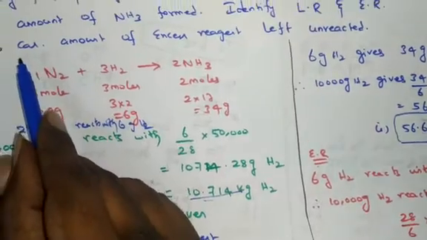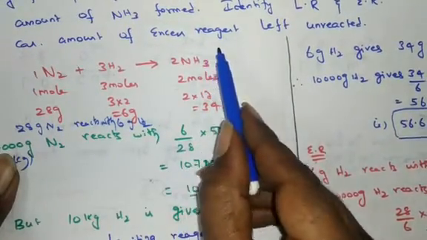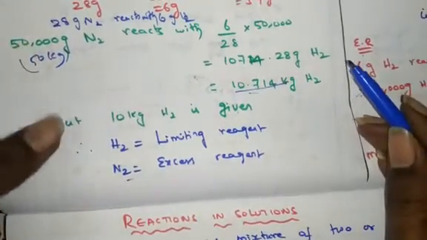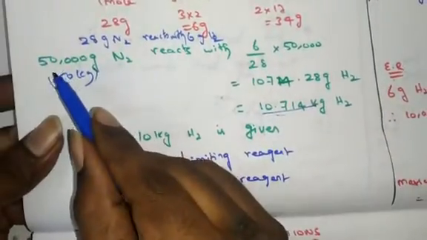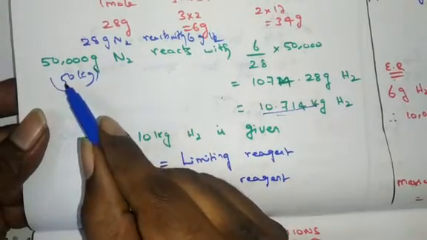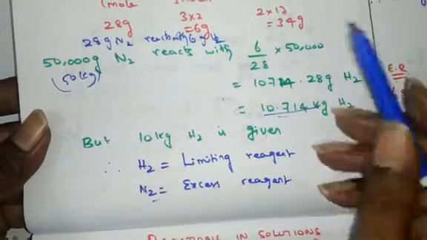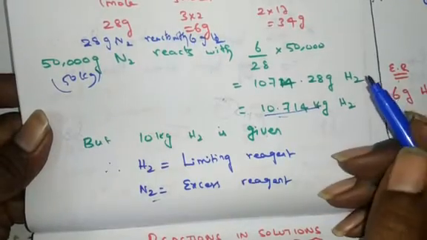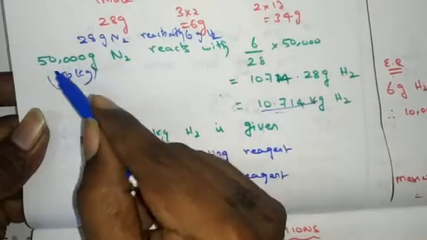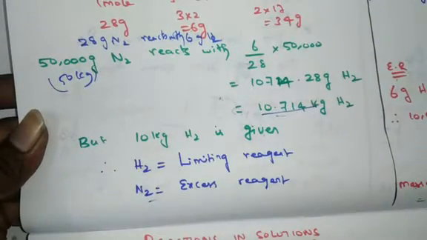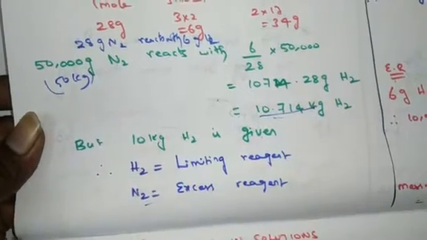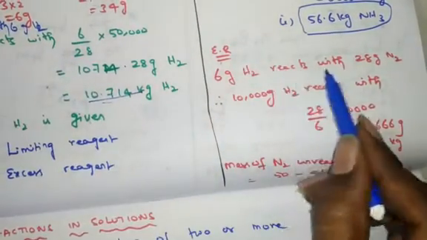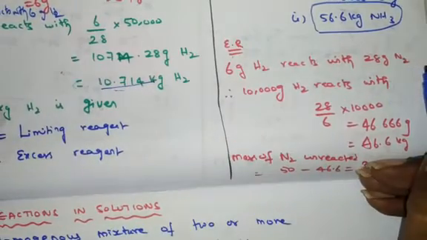Now we have to calculate the amount of excess reagent left unreacted. What is the excess reagent here? Excess reagent is nitrogen, which means the 50 kilograms of nitrogen will not completely react with 10 kilograms of hydrogen. Therefore, some amount of nitrogen is present in excess, that is, it remains unreacted. So how to calculate this amount? We know that 6 grams of hydrogen reacts with 28 grams of nitrogen according to the balanced equation.